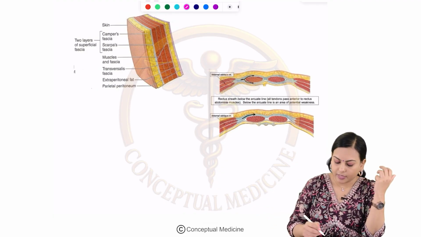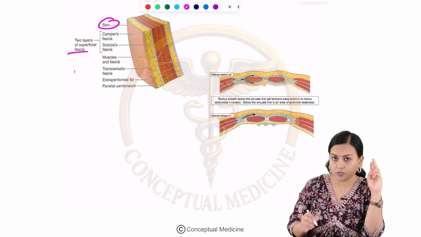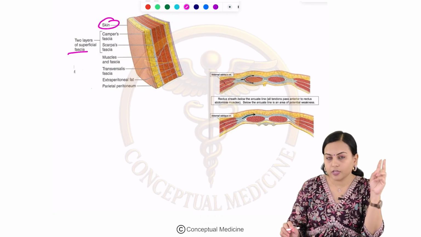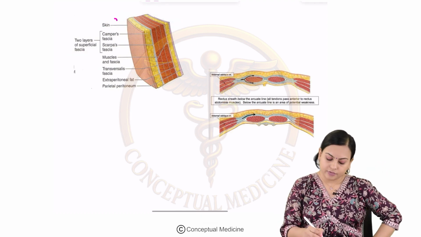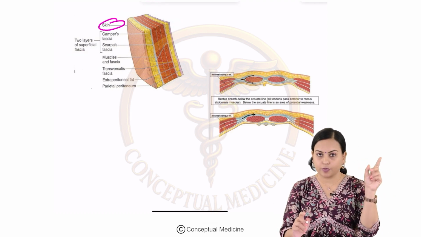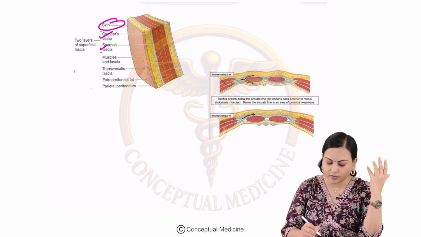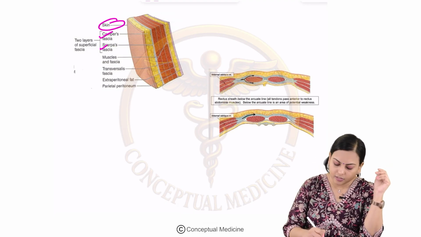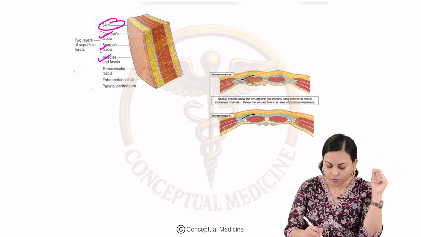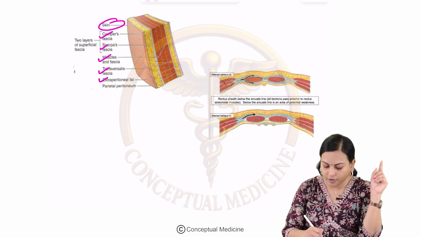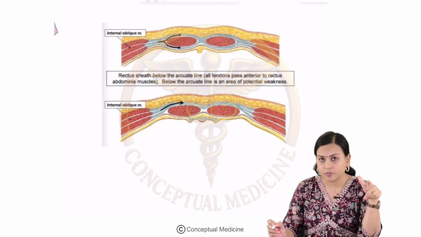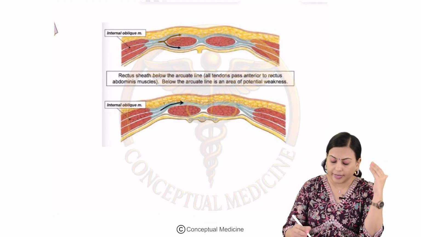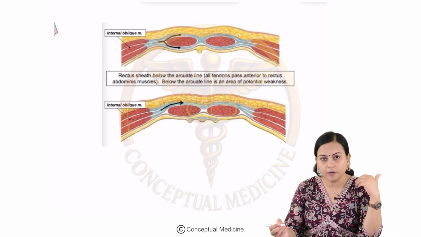We have the layers: skin, followed by two layers of superficial fascia. One is called Camper's fascia, another is called Scarpa's fascia. Camper's fascia is a superficial fatty layer and Scarpa's fascia is a deep membranous layer. Then you have muscles and fascia, the transversalis fascia, extraperitoneal fat and parietal peritoneum. Clear? And remember, you have to cross the rectus sheath before delivering the fetus.